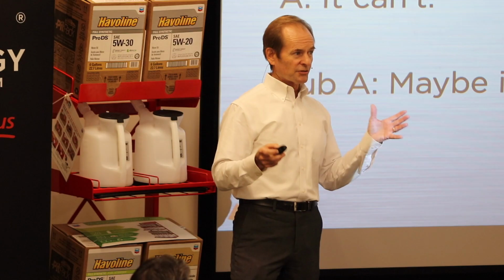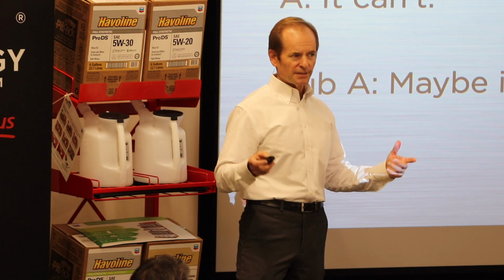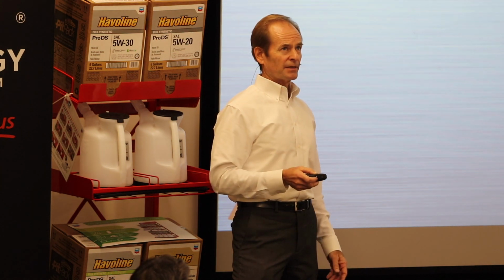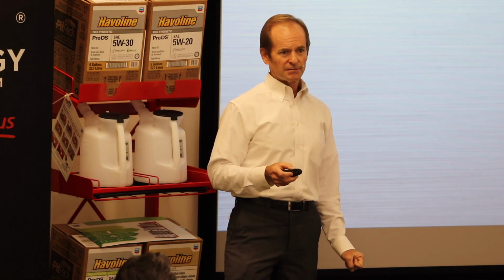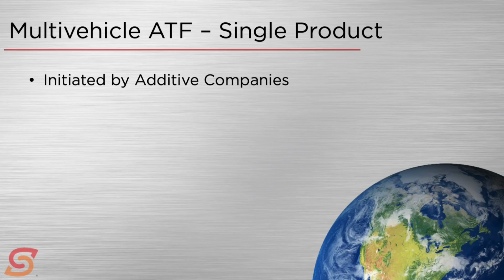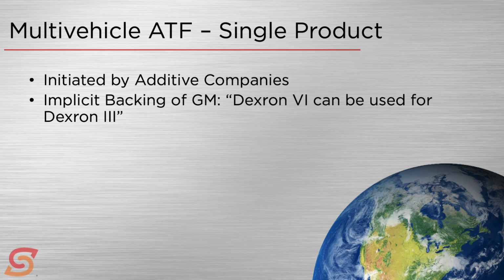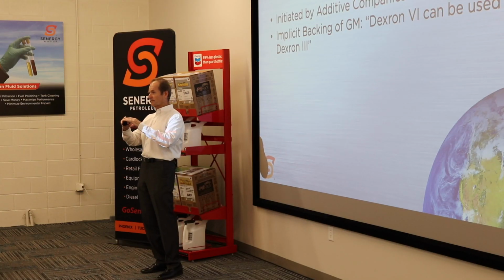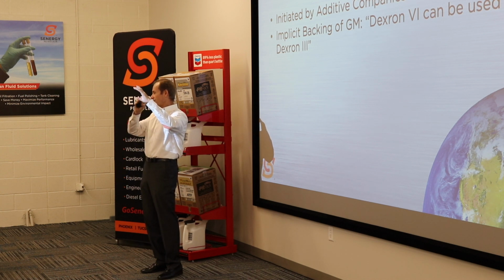So if you look at what's out there in terms of these single product universal ATFs, these things came out, a lot of it initiated by the additive companies. These people do a lot of research with transmissions and transmission fluids. So they went around to the oil companies saying, we think we can do this. We think we've got something for you. It has kind of the implicit backing of GM in that when GM came out with DEX 6, they said you could use DEX 6 in anything that had used DEX 3. DEX 6 is a low viscosity. DEX 3 was a high. They said it's okay to use.